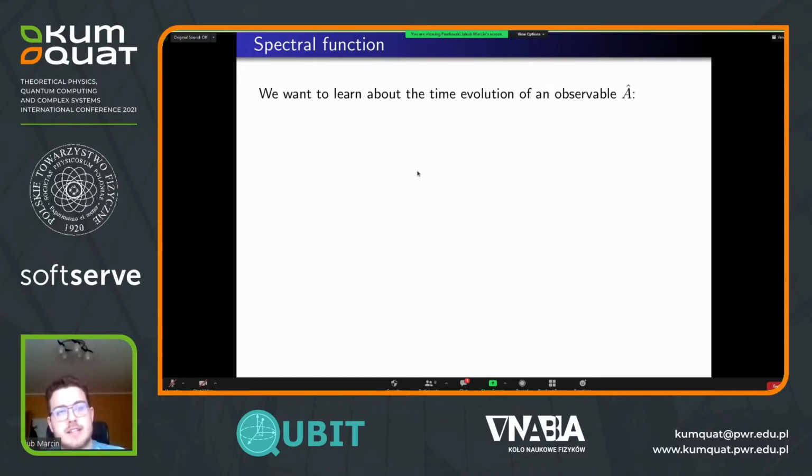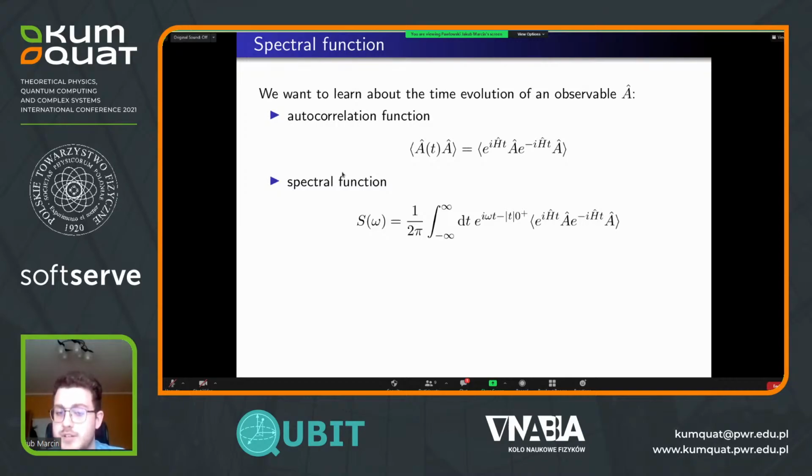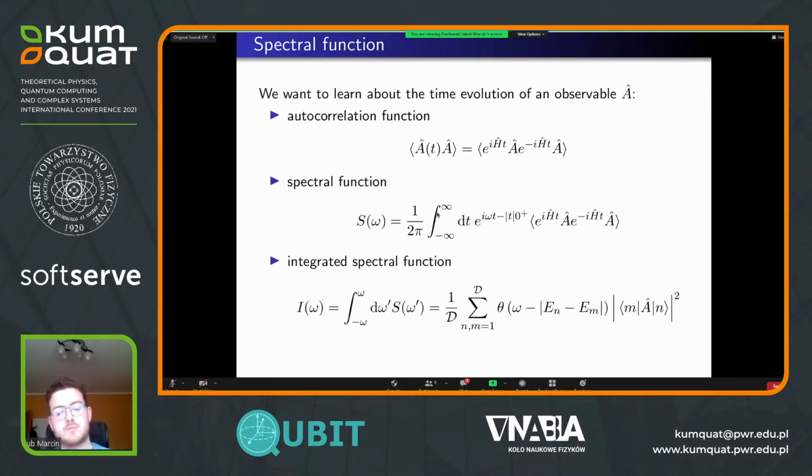So the first thing that comes to our mind is to study its autocorrelation function. However, autocorrelation functions are not very pleasant to work with. So we take their Fourier transform, obtaining so-called spectral functions. However, these spectral functions are usually quite prone to fluctuations. We would like to get rid of those fluctuations, to smooth it out a bit. So therefore, we integrate it once again over a finite frequency window. This gets rid of some of the fluctuations.